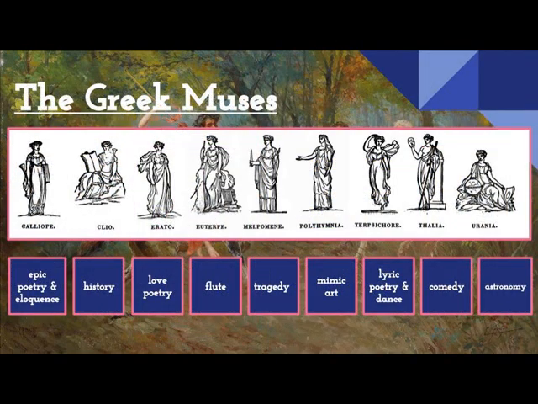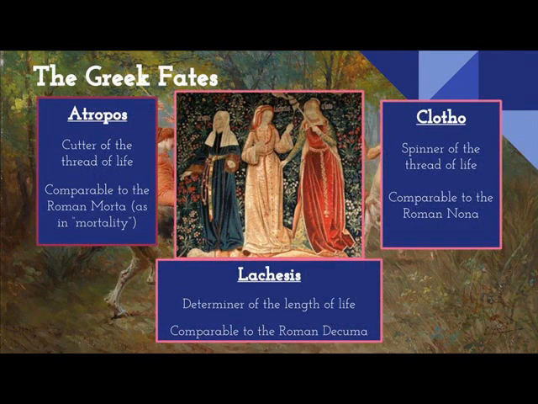There are exactly 9 Greek muses, Apollo's habitual companions, goddesses of memory and poetic inspiration. Calliope, epic poetry and eloquence. Clio, history. Erato, love poetry. Euterpe, flute. Melpomene, tragedy. Polyhymnia, mimic art. Terpsichore, lyric poetry and dance. Thalia, comedy. Urania, astronomy.